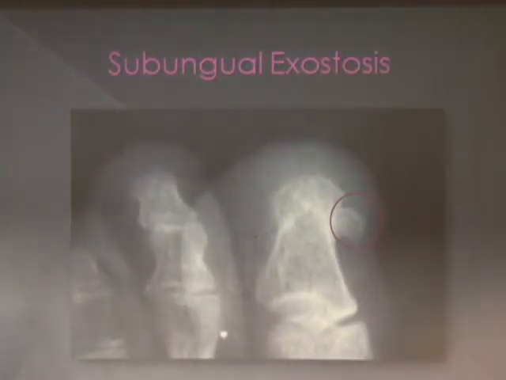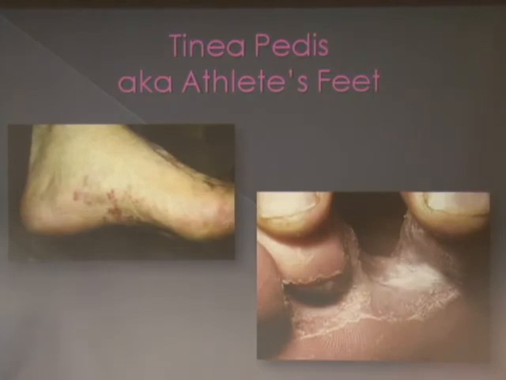Another painful area is what we call a subungual exostosis. Sub means underneath, ungual is the nail. Exostosis is a bone that grows basically on top of another bone. So what we have is a bone that's growing underneath the nail, subungual exostosis. Very, very painful. Usually these are surgically removed to alleviate the pain.